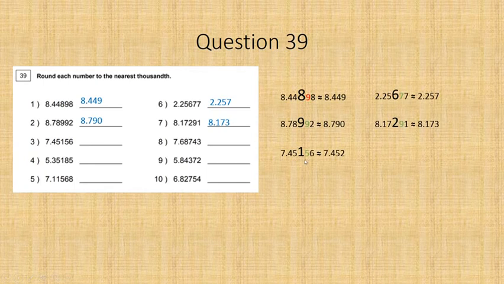7.45156. So find the number again. It's very easy. It's just systematic. So find the number, go next door, and it's a strong number. The 5 is a strong number, so add one more to this one, it's gonna be 2.